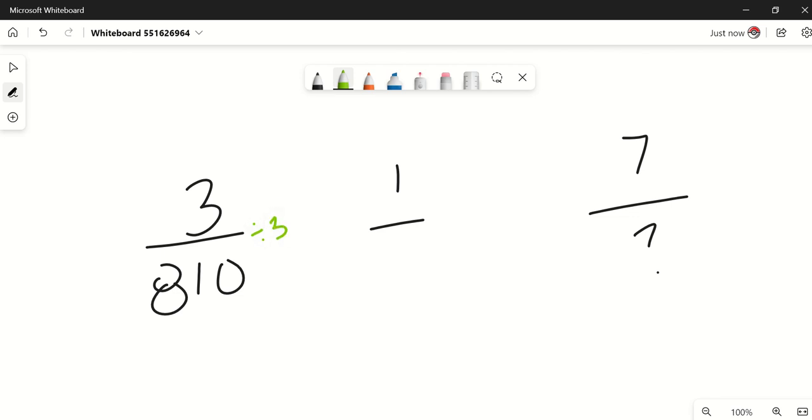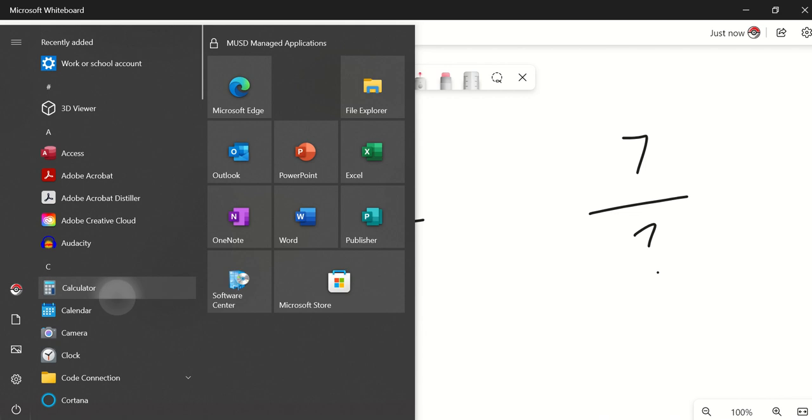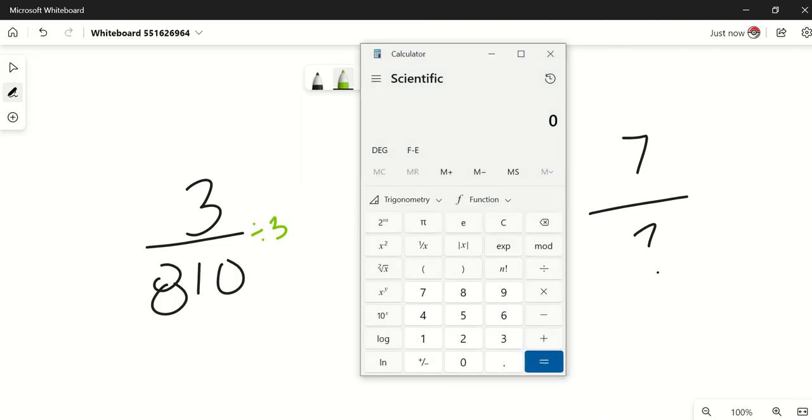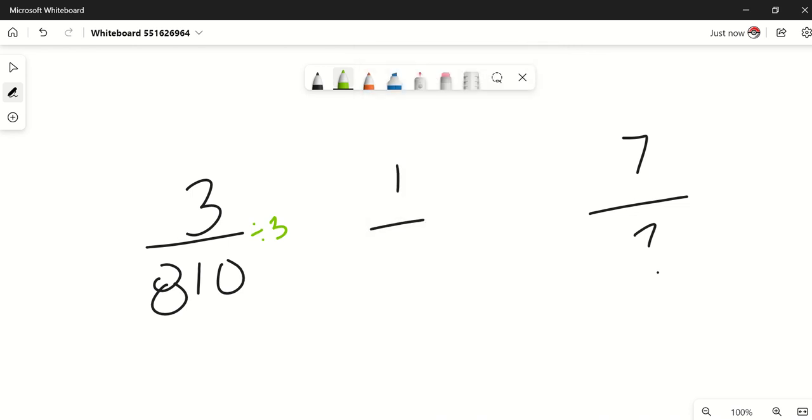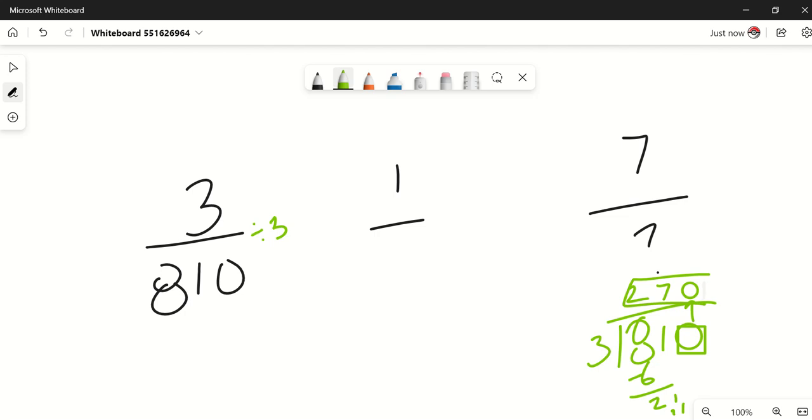I'm not going to do the long way around on this one, so let's use our calculator. 810 divided by 3 should give me 270. Now let's do this the long way around. 3 goes into 8 twice. That'll be 6. It'll give me 2. Bring down the 1. 3 goes into 21 7 times. That'll be 21. 0 left over. So 270 calories per scoop.